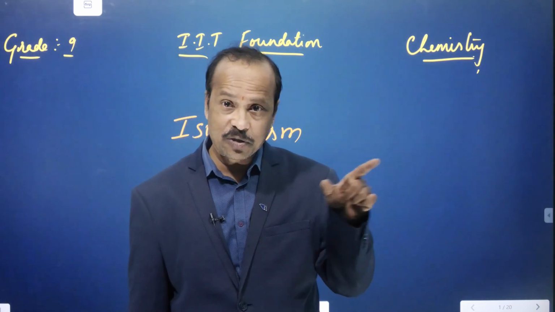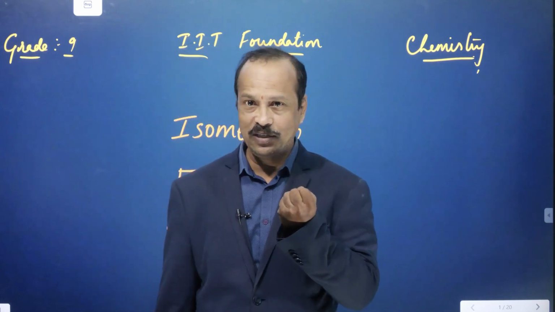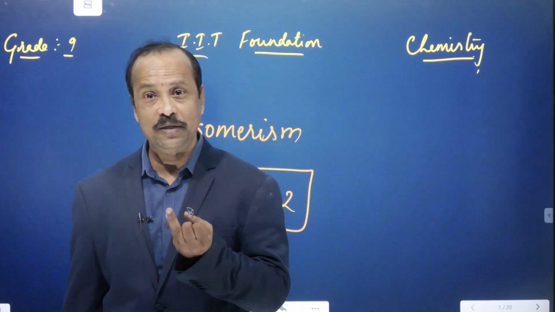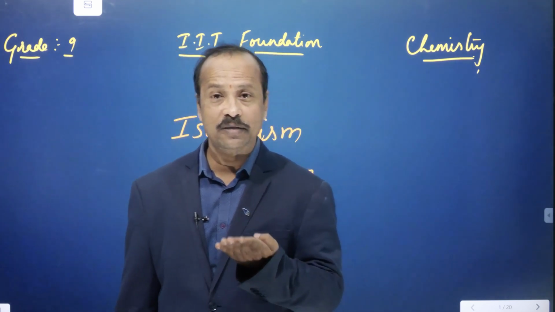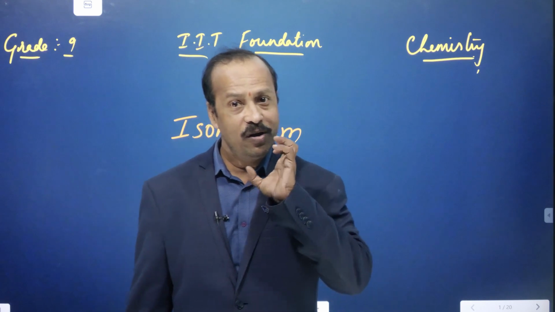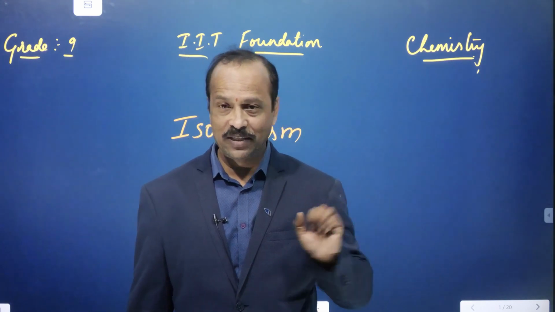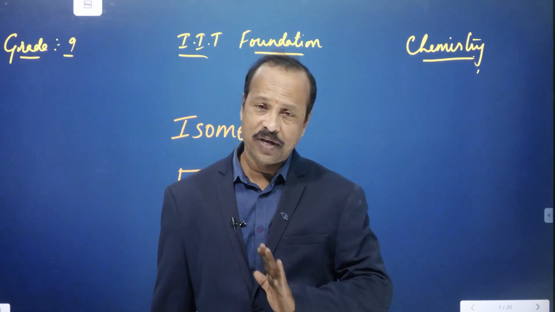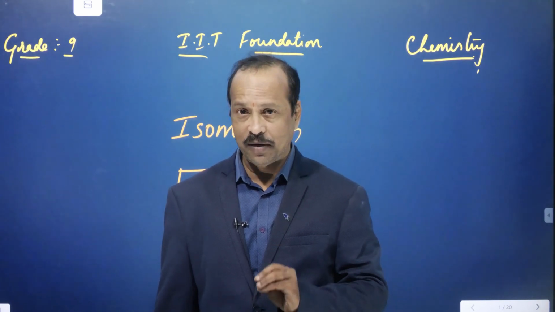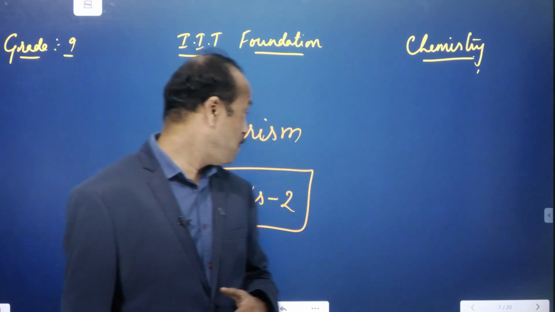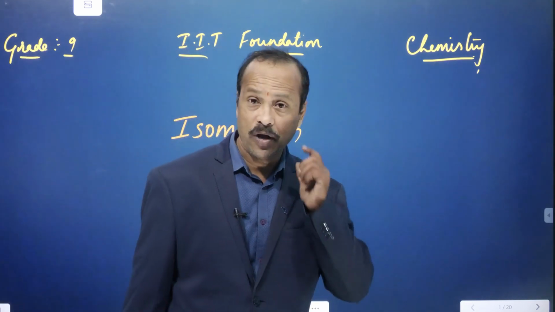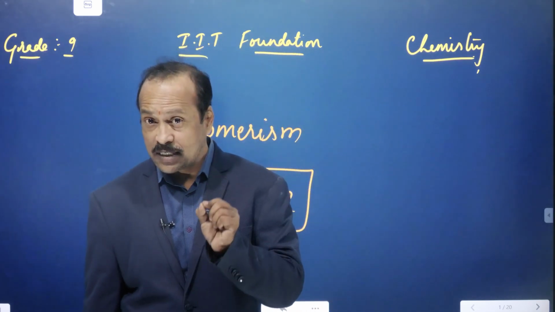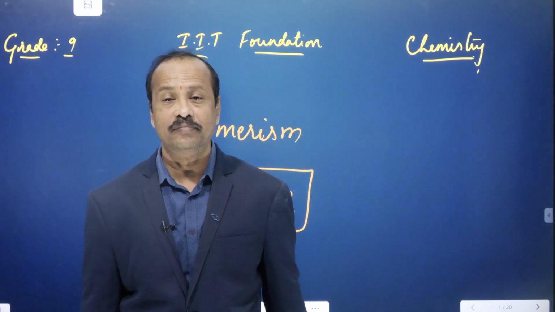In structural isomerism, we discussed 5 types: position isomerism, chain isomerism, functional isomerism, metamerism, and tautomerism. These we discussed in synopsis one. Structural isomers are very easy and we completed them. Today, in synopsis 2 of isomerism, we are going to discuss mainly stereoisomerism.